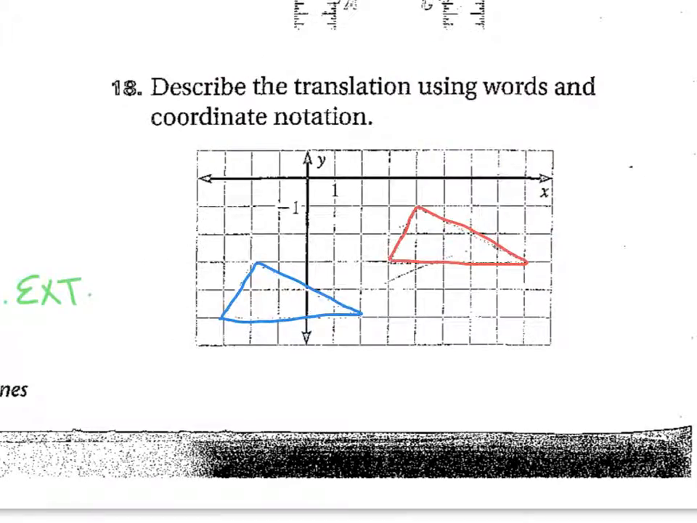Okay, last one here for chapter 3. We want to describe the translation using coordinate notation. So start with your x coordinate. Okay, now notice we're going to start right here. I'm just going to pick a point, so I'm going to pick right here.